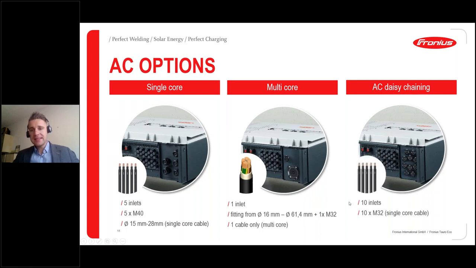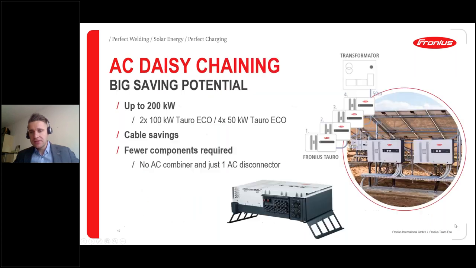And for the AC-DC chaining, we have got two times the single core variant. It means you can have in total 10 inlets. It means 10 times M32 single core cable, where you can interconnect multiple inverters and therefore again save on the BOS costs, save on cabling, save on AC disconnector switches and so on. I will come more into detail about the AC-DC chaining in a few seconds.